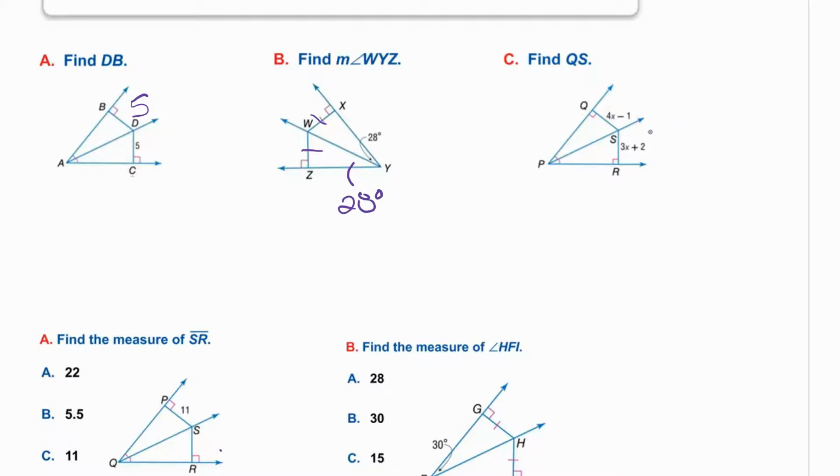To solve C, since we know it's the angle bisector, we know these are congruent to each other, so we set them equal and solve for X. Then use the X to find QS. So QS would equal 4 times 3 minus 1, which is 11.